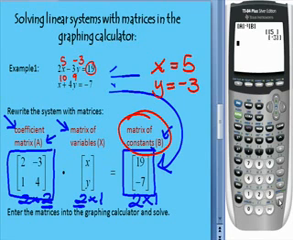Now let's check the second equation. So I'd have 5 plus 4 times negative 3, which would be negative 12. And if I have 5 and I take away 12, I do get negative 7. So my answer checks. 5, negative 3 is the correct solution.